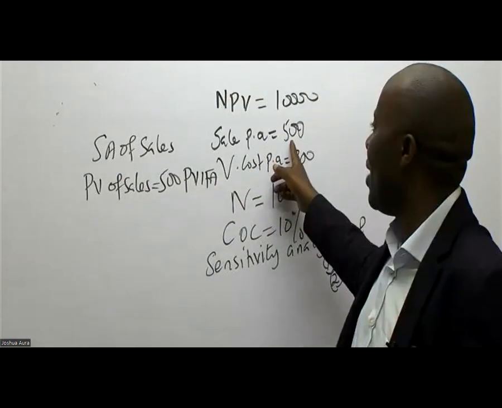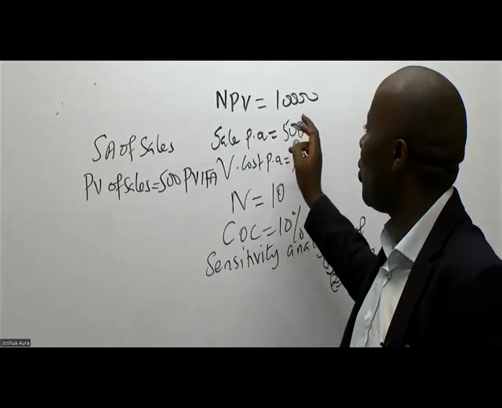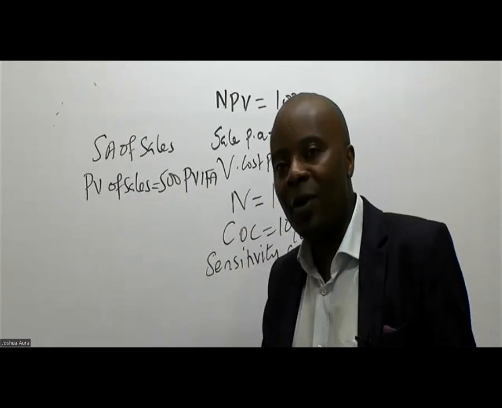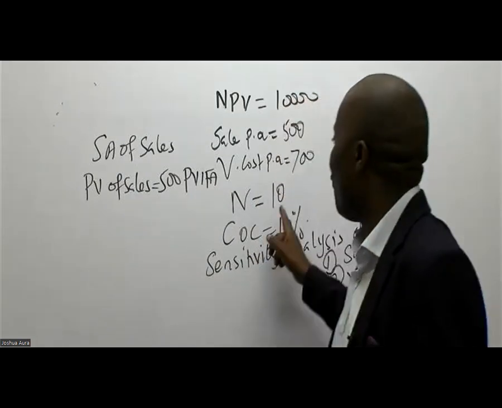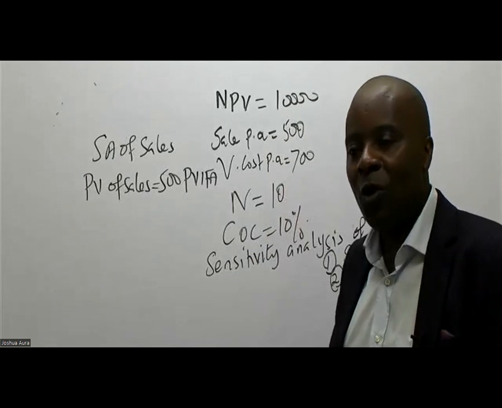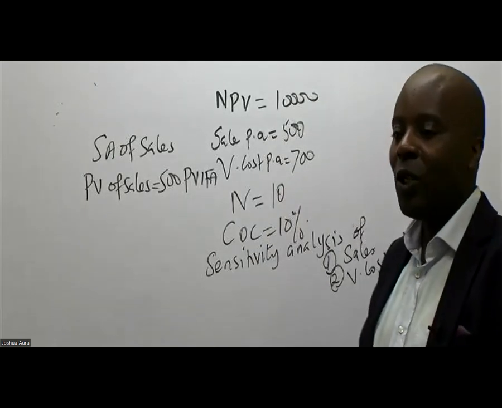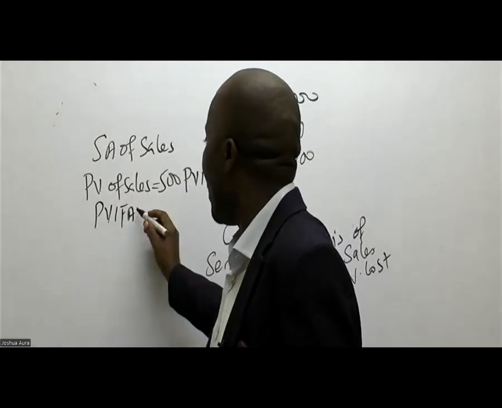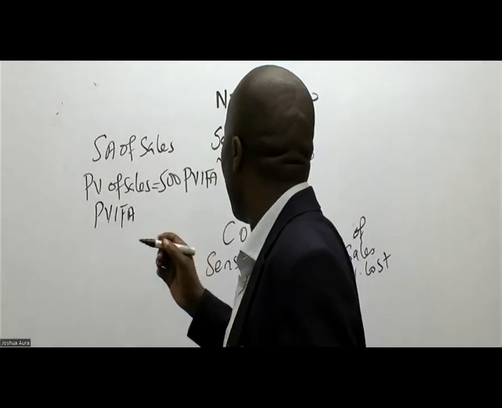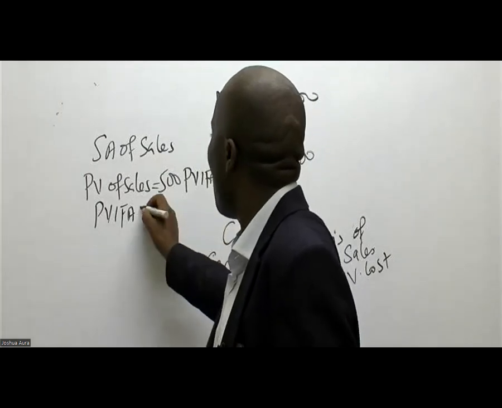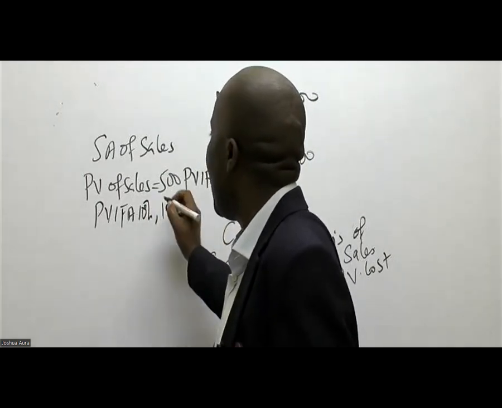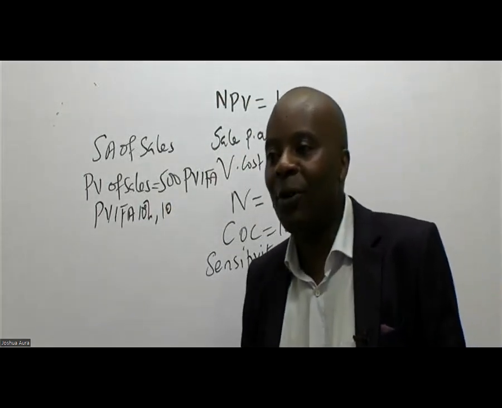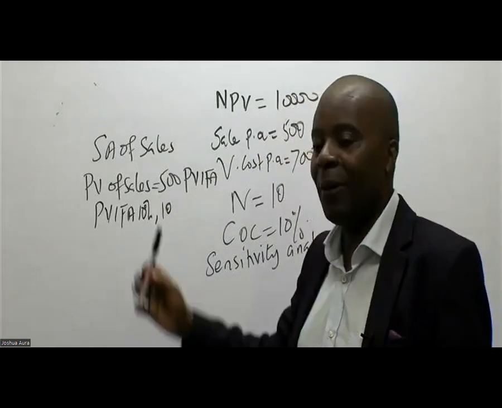I will enjoy this 500 every year, ladies and gentlemen, for how many years? For 10 years. 500 every year for 10 years. So then I would want to get the present value interest factor of an annuity for 10%, 10 years. And I believe this one is in your tables. If you go to your annuity tables, you'll be able to get PV for 10%, 10 years.